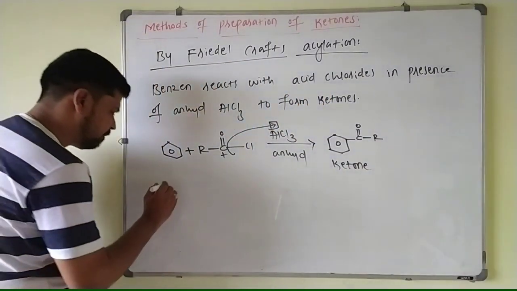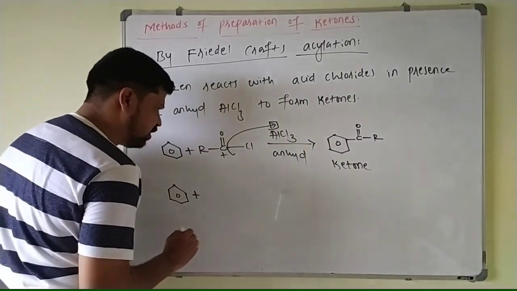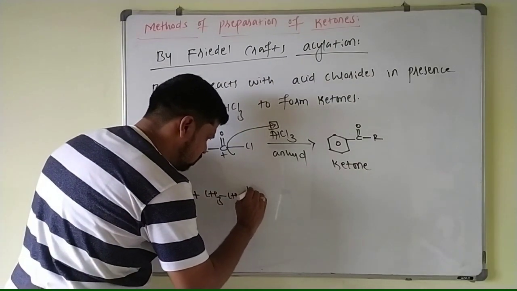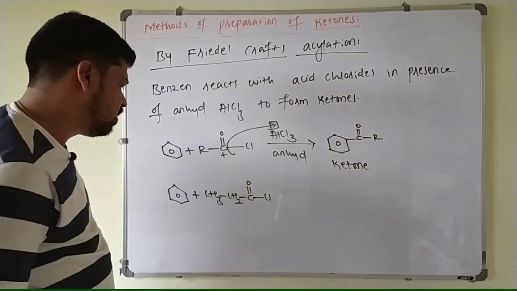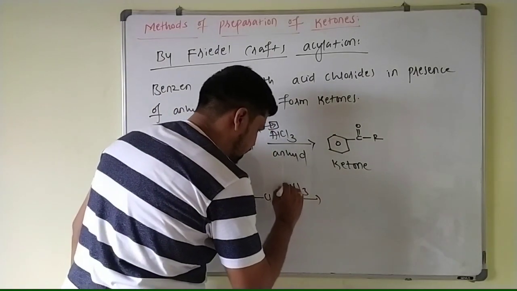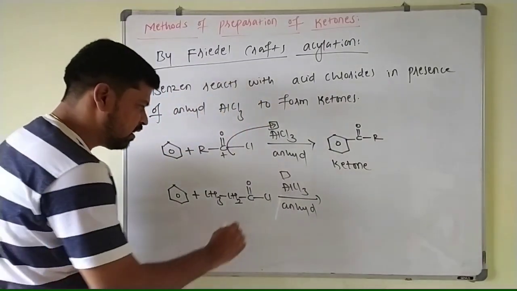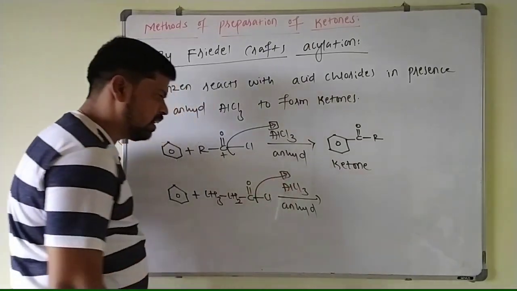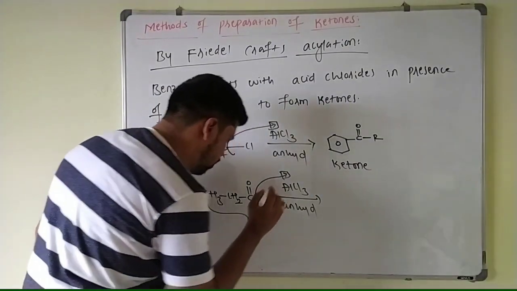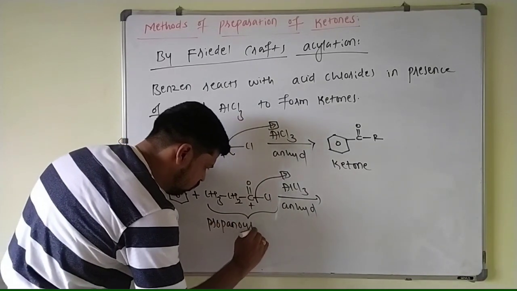For example, if I take benzene, it reacts with CH3 CH2 C double bond O Cl. This is the propionyl chloride, in presence of AlCl3, which is a Lewis acid. This is anhydrous AlCl3 and this bond pair is taken by AlCl3 Lewis acid, so that this is obtained as electrophile, and this is your propionyl chloride, it is 3 carbon atoms. Propionyl chloride.